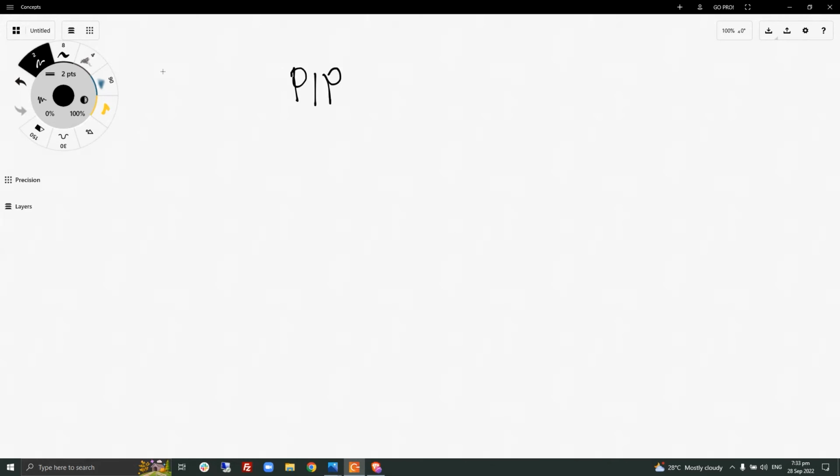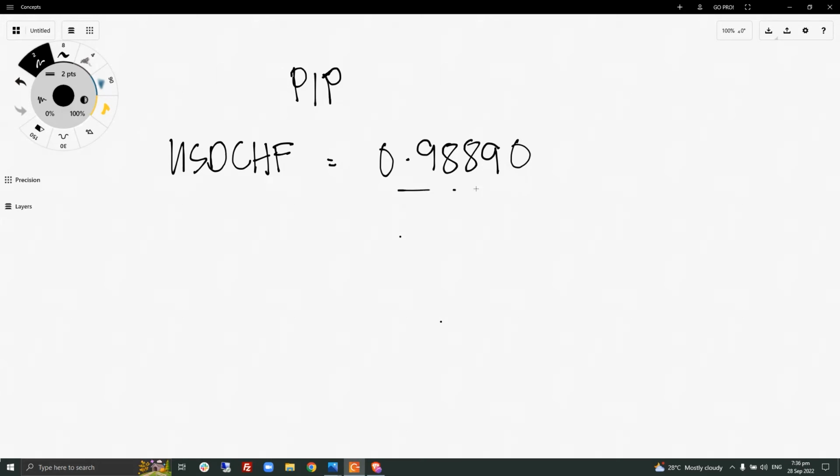So kuha tayo ng ibang example ng currency pair. So let's say one example is USD CHF. So ang current rate niya is 0.98890. So in this example, we have USD CHF. Ang current exchange rate niya is 0.98890. In terms of measurement, merong tinatawag na PIP sa Forex.